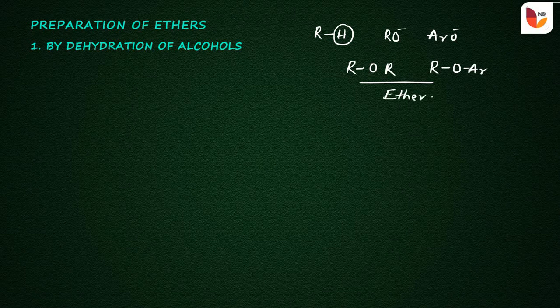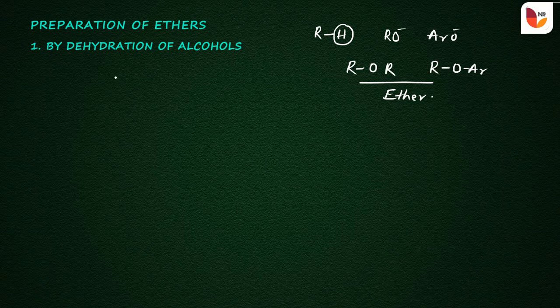In this class we are going to discuss how to prepare ethers from different chemical reagents. The first method is the preparation of ether by the dehydration of alcohol. Let us see how to prepare ether from alcohols.